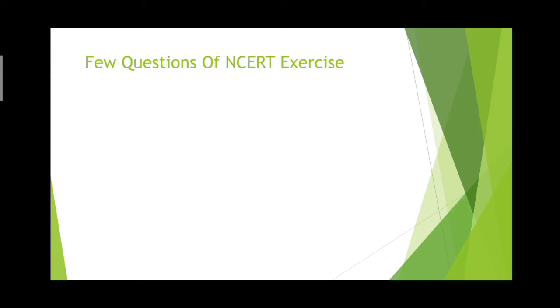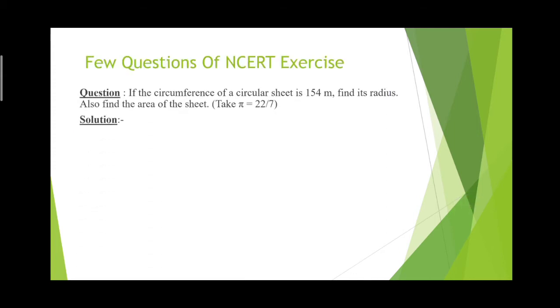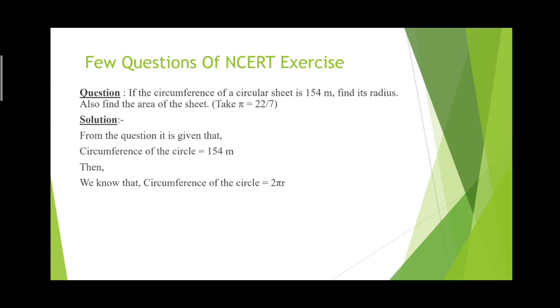A few questions of the NCERT exercise. Question. If the circumference of a circular sheet is 154 meters, find its radius. Also find the area of the sheet. Take pi is equal to 22/7. Solution. From the question, it is given that circumference of the circle is equal to 154 meters. Then we know that circumference of the circle is 2 pi r. Circumference is given. Therefore, 154 is equal to 2 into 22/7 into r.